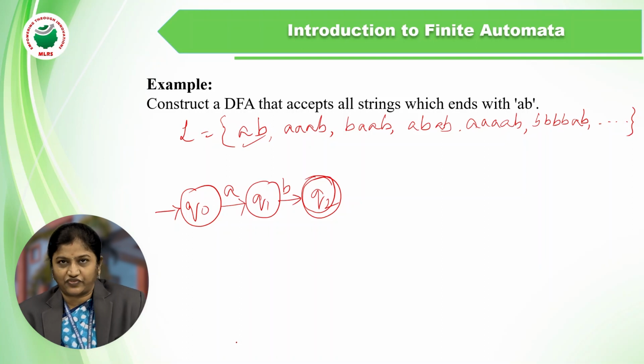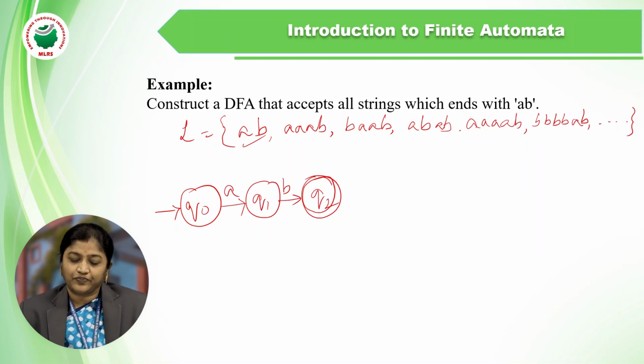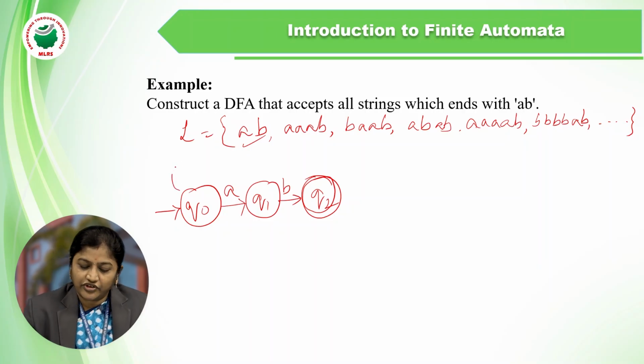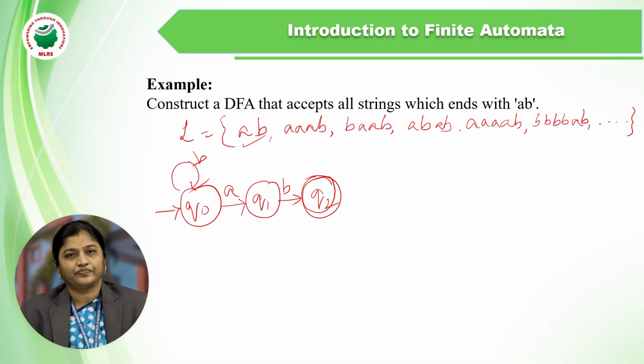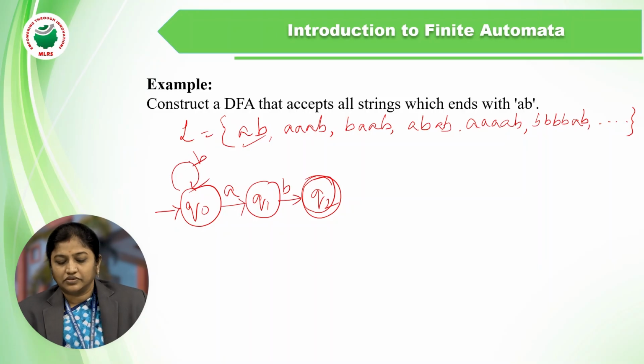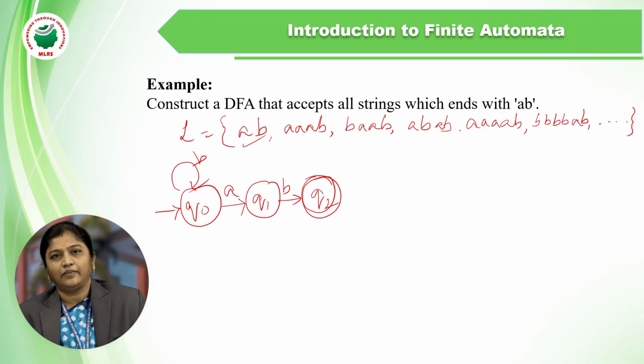Q0 with A is finished. And what about B? Where should we take transition B? If we take a loop on B here, a loop indicates that it may or may not occur. If B comes, we can take this loop; if it doesn't come, we can go with A. So for Q0, A is done, B is done.